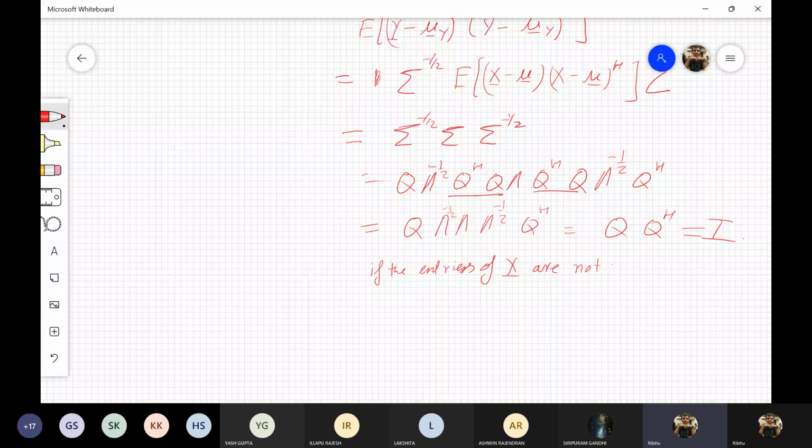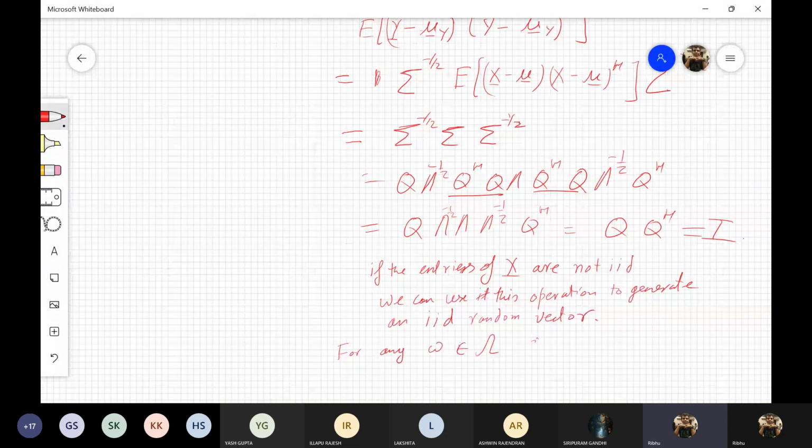Fine. And for any omega in Omega, last thing, X of omega is a realization of a random vector.